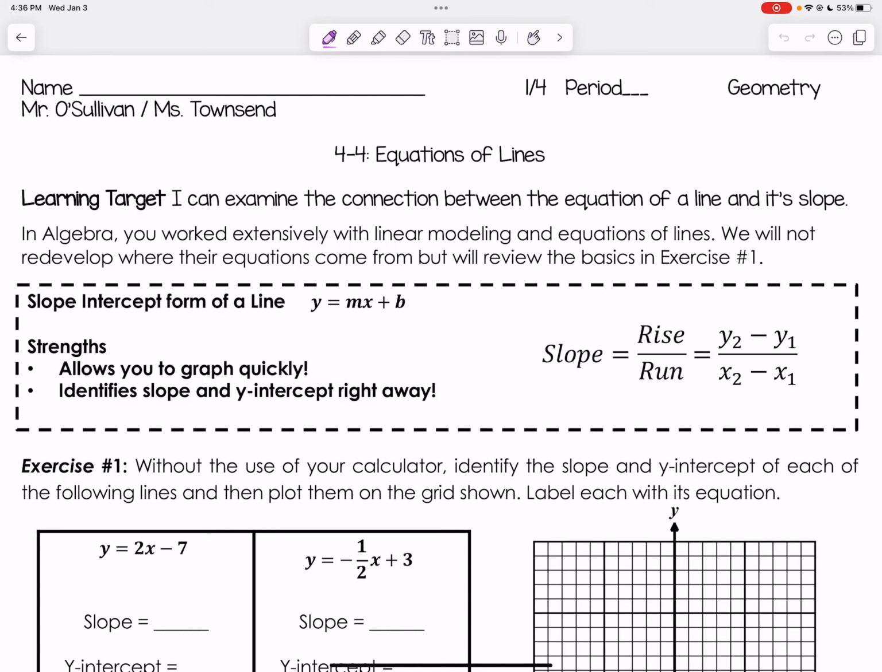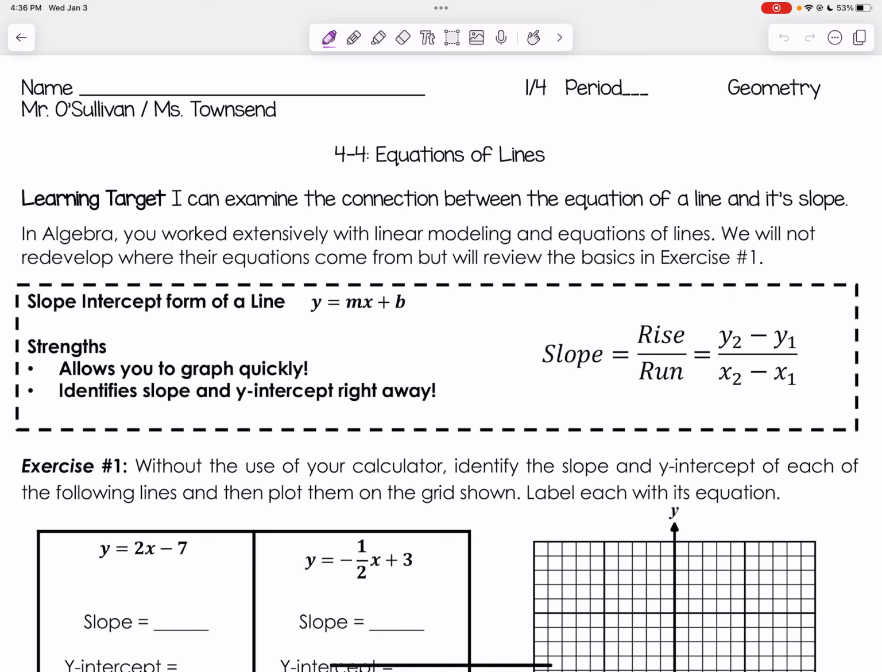Today we're going to be looking at lesson 4-4, the equations of lines. I'm very sorry, but I won't be in today due to feeling under the weather, so please watch this video and follow along with your note sheet to fill in. Today's learning target is: I can examine the connection between the equation of a line and its slope.